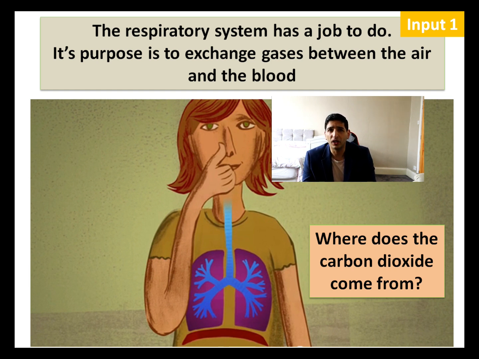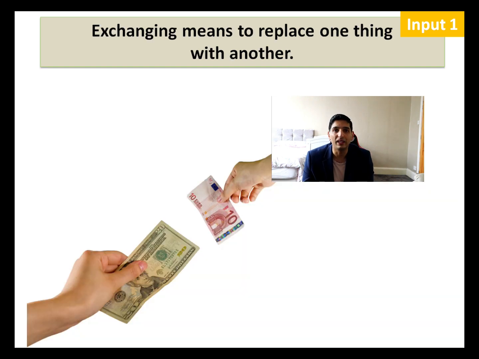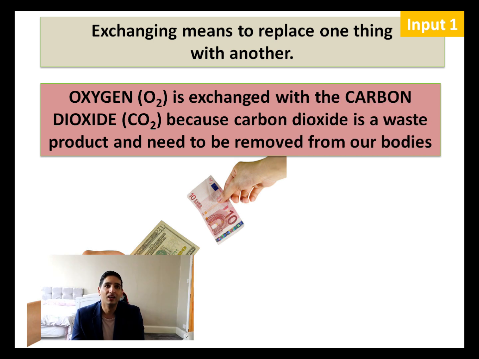Now, where does the carbon dioxide come from? Like I said, the carbon dioxide goes out, it comes from the cellular respiration that happens in our body and oxygen goes in because we need that. It's a bit like me giving you 10 euros and you giving me 20 back. They just swap in place. We need the oxygen, carbon dioxide's going out. Just remember that. It's very important that you understand that. Oxygen is exchanged with the carbon dioxide because carbon dioxide is a waste product and needs to be removed from our bodies. So please remember this.